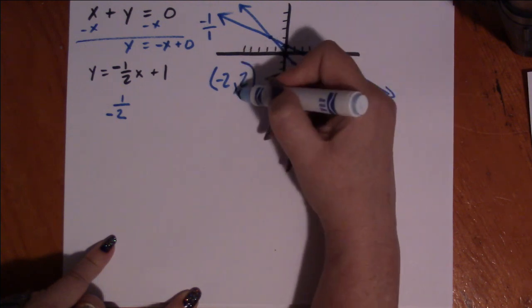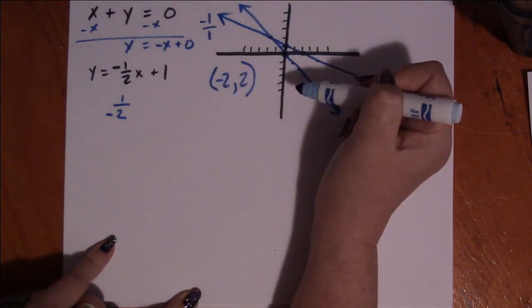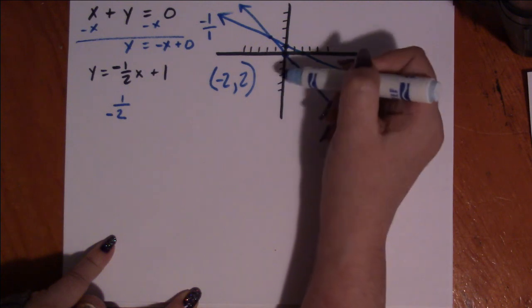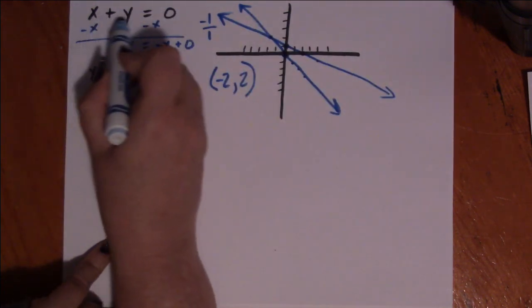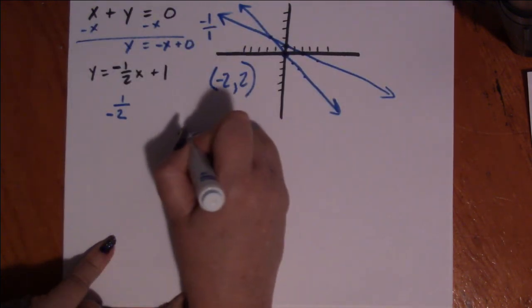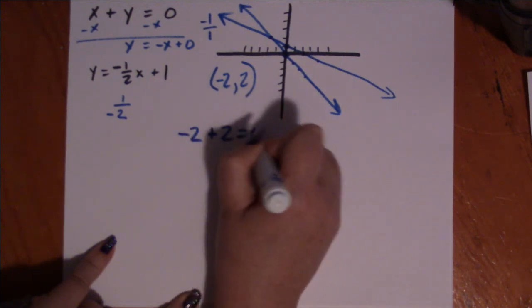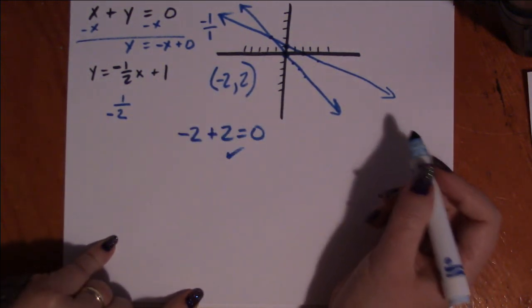And if you check this in one of these equations, you can see if your answer is correct. And we've got a really easy one to check. We can say negative 2 plus 2 equals 0. Yes, that's a good solution for that.